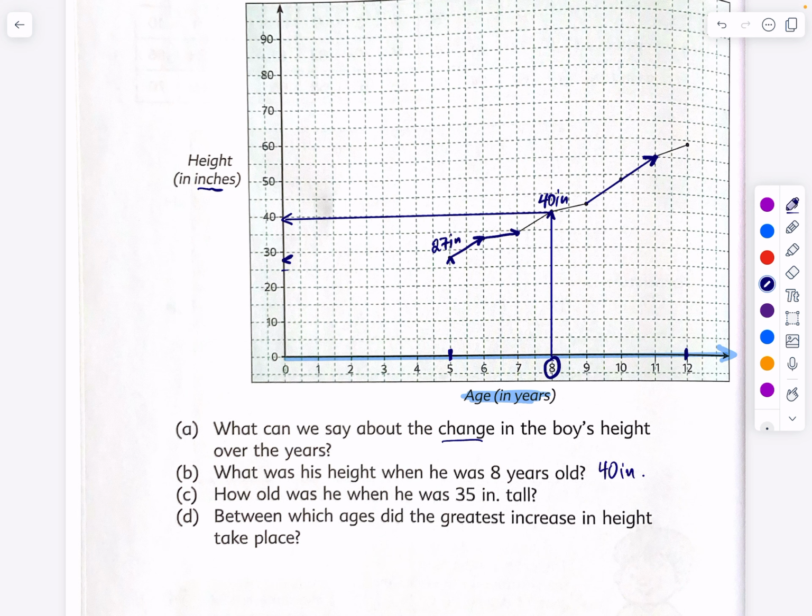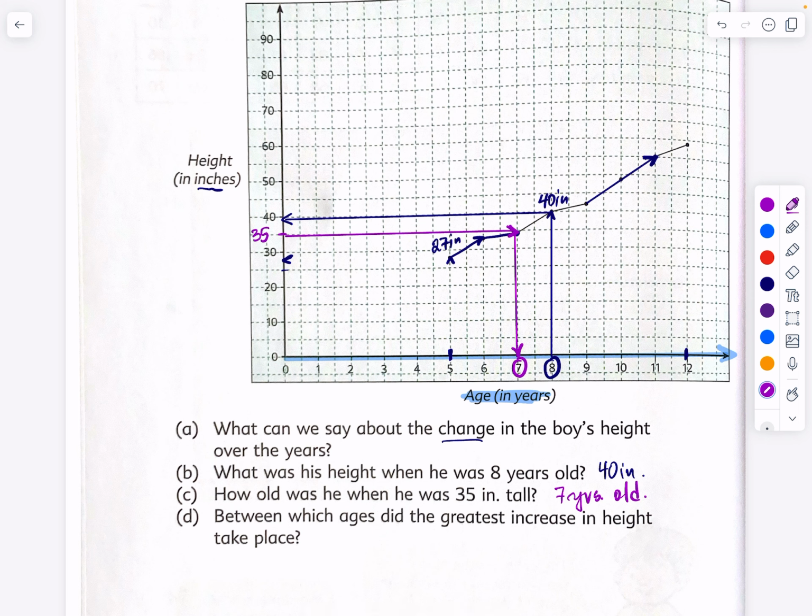Now, how old was he when he was 35 inches tall? Well, this way we have to go backwards, right? So we find 35. Here is 35. 35 inches. We're going to go until we hit the graph right here. This is the point. And then we're going to drop down to read the boy's age. He was 7 years old. You see how we use the graph.